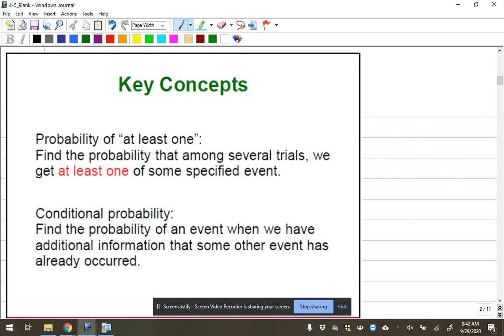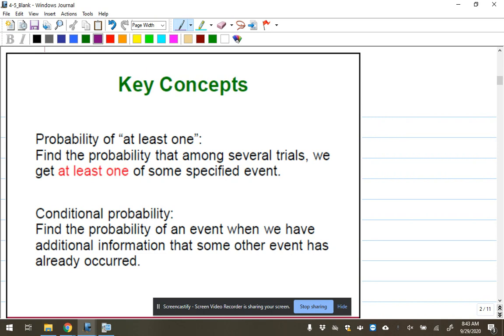All right, key concepts of this. We're going to talk about probability of at least one. That's going to be an important thing. So find the probability that among several trials, we get at least one of them with a specific outcome. Probability of at least one, that's going to be a big thing.